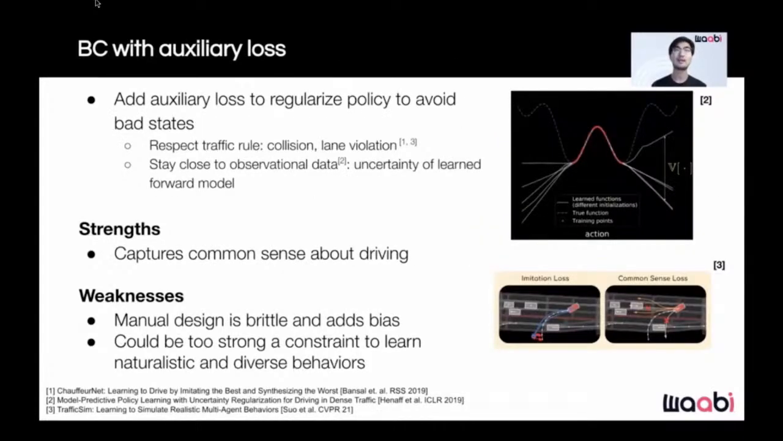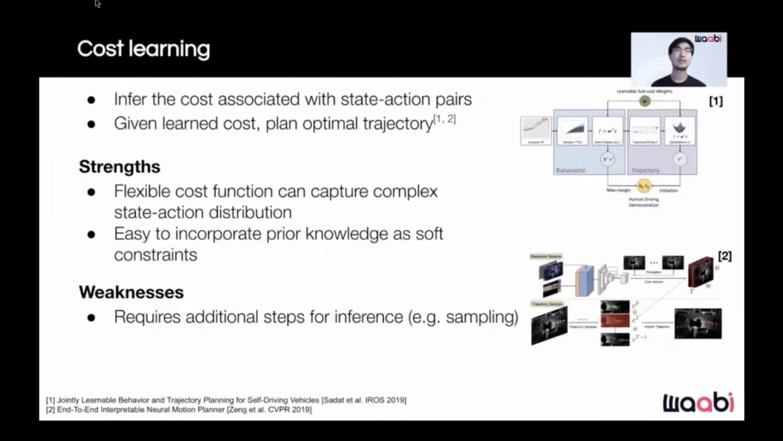A learning-centric solution is to add auxiliary losses, thereby regularizing the policy to avoid these bad states to begin with. This could take the form of manually designing traffic rule losses that penalize lane violations and collisions, or even learning an uncertainty model that penalizes the policy for arriving at out-of-distribution states. While these methods help capture common sense about driving, they may impose too strong of a constraint to learn naturalistic and diverse behaviors. Another alternative paradigm to policy learning is cost learning. The high-level idea here is to infer the costs associated with state-action pairs instead of directly learning the policy. Then, after learning these costs, one can use any planning approach to solve the task. These methods have the benefit of allowing us to incorporate domain prior knowledge via the flexible cost functions we design. However, they require an additional optimization step as compared to directly learning the policy.